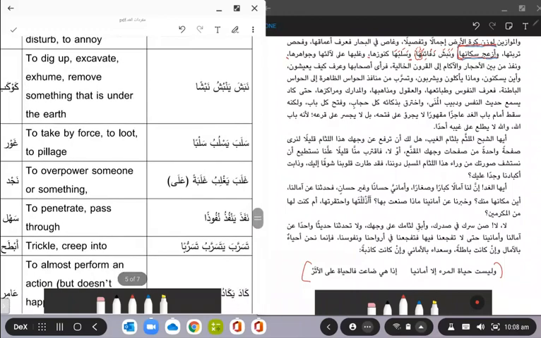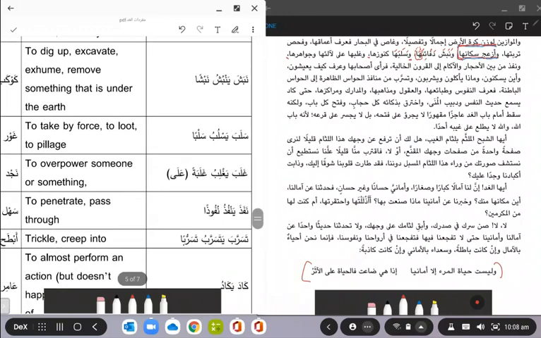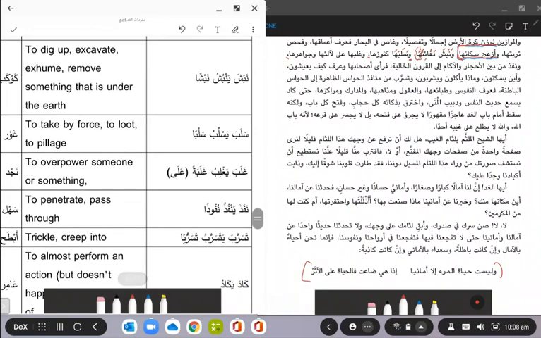So what does salaba mean? Salaba is a strong word. It means to take by force, to loot, to pillage. So it's not just a normal taking or stealing sometimes, but it's doing it by force.